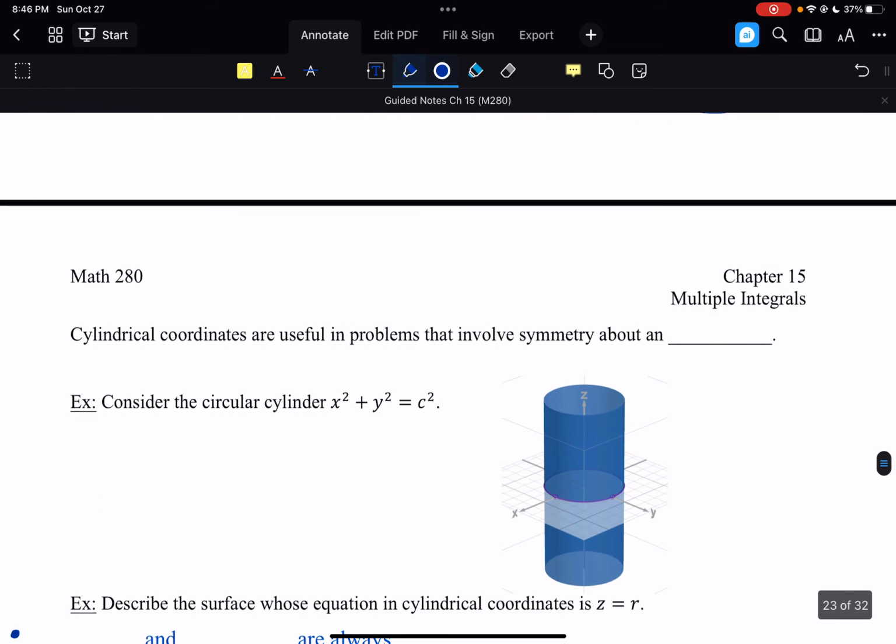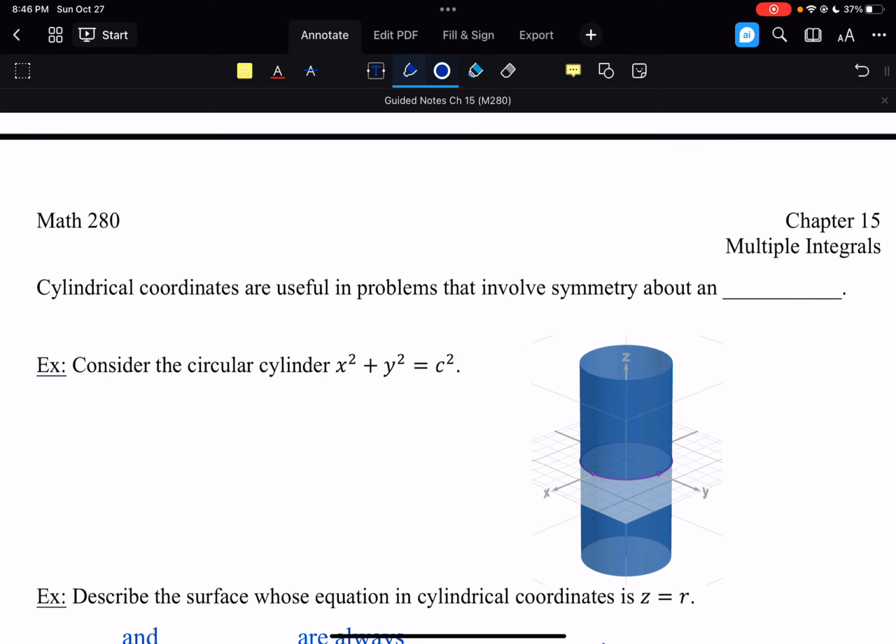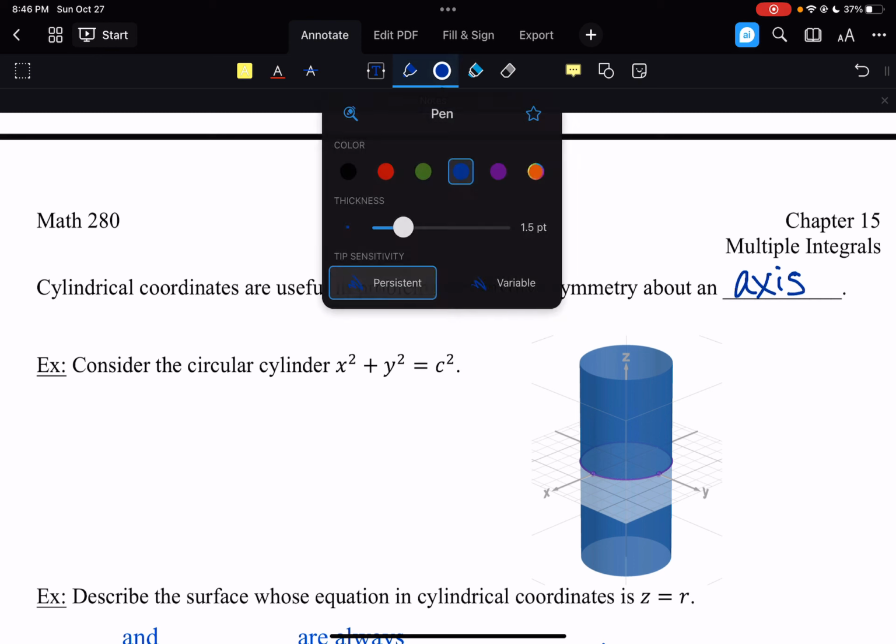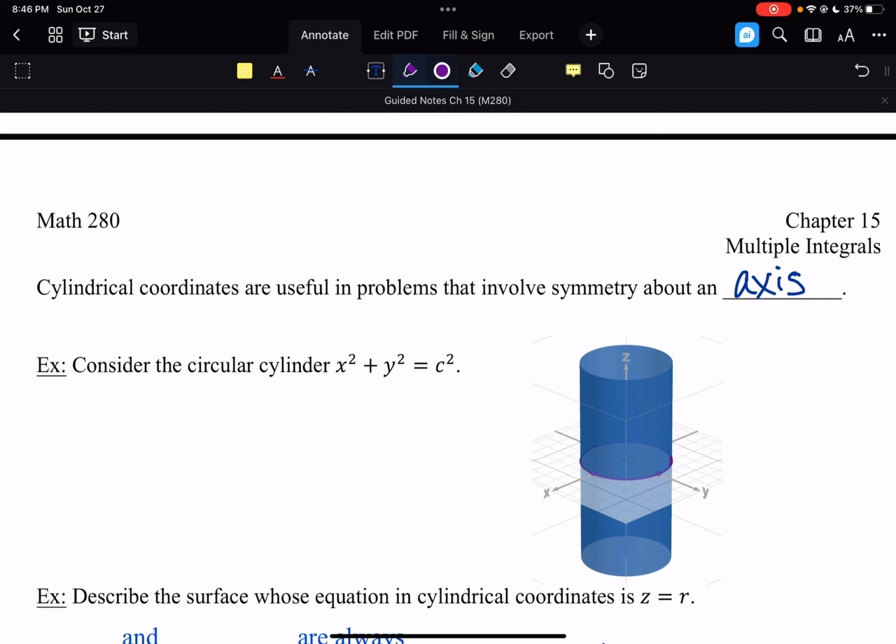Right. Let's take a look at the concept of surfaces in cylindrical coordinates. Cylindrical coordinates are useful in problems that involve symmetry about an axis. So, namely, a cylinder, a circular cylinder, x squared plus y squared equals c squared. You can see in the graph right here. This graph, if you can see down here in the xy plane, we've got this circle right here with these points labeled on there.